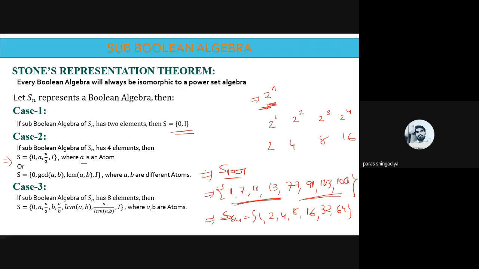And then case number 3: if it contains a sub-Boolean algebra of 8 elements.